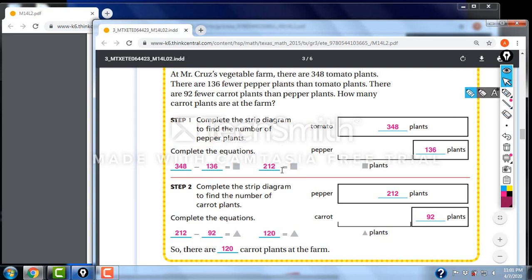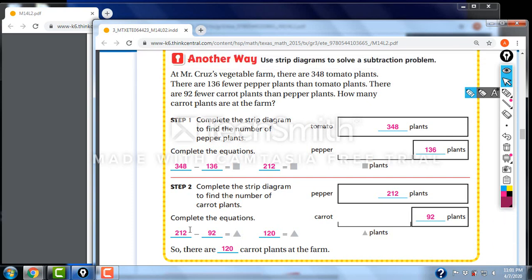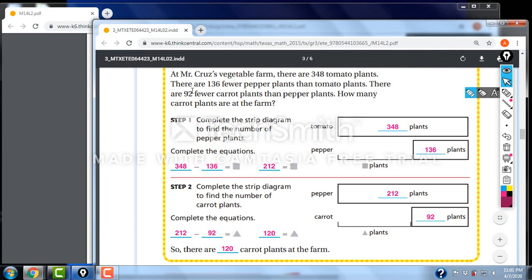After we know that, now we plug the pepper plants number here, and then we complete the strip diagram. So we take a look at 212, and how many fewer carrot plants are there? There's 92. So we know carrots are 92 fewer. We subtract 92 from 212, and we get 120.